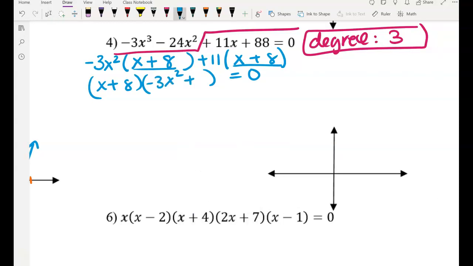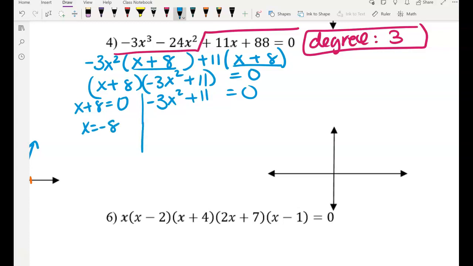Negative 3. Yep, so those are 2 factors. We're going to take each factor and set them equal to what? 0. So x plus 8 equals 0. Negative 3x squared plus 11 equals 0. The first equation is easy, right? Lucas, what is the answer to the first equation? X equals negative 8. Good.